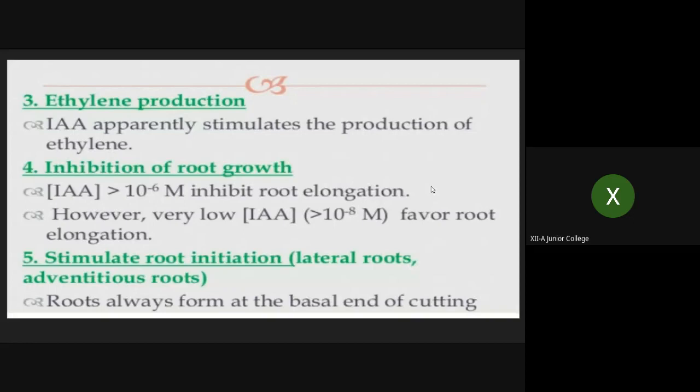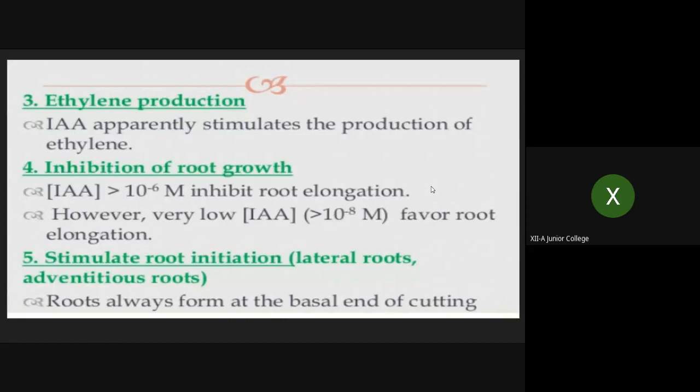Then the next is stimulate root initiation. As I said just now, roots always form at the basal end of the cutting. So when stem cuttings are used as an explant in tissue culture, then a low amount of auxin will initiate the roots in that stem cutting.